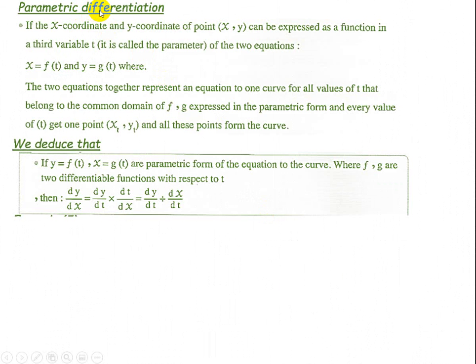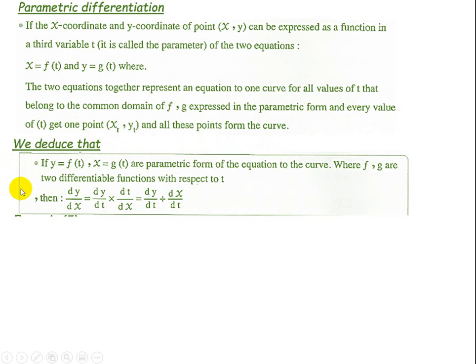Parametric differentiation. If you have the x coordinate and the y coordinate of the point, x and y can be expressed as functions of a third variable, which is called the parameter. x = f(t) and y = g(t), another function of t, where the two equations together represent an equation of one curve for all values of t that belong to the common domain of f and g, expressed in the parametric form. Every value of t gives one point (x(t), y(t)), and all these points form the curve.